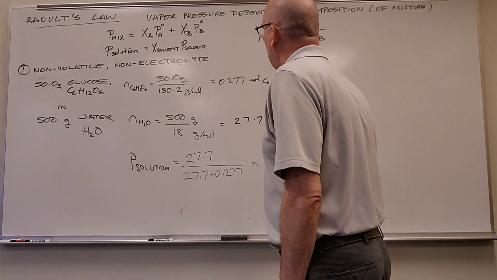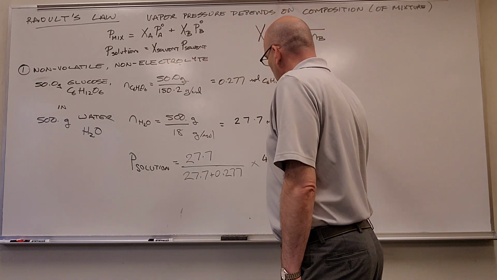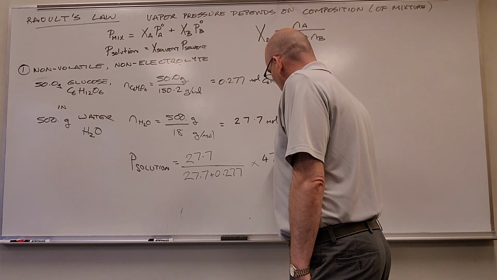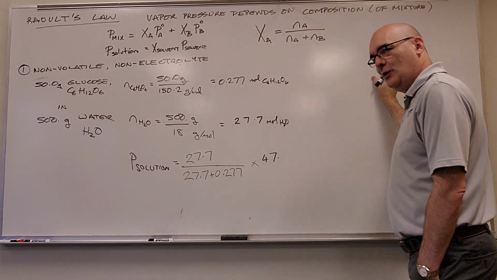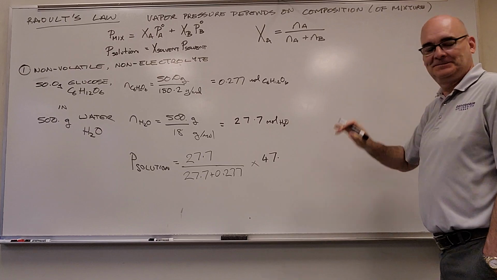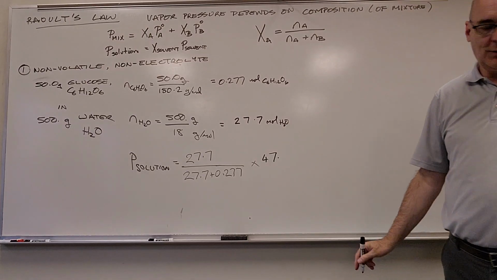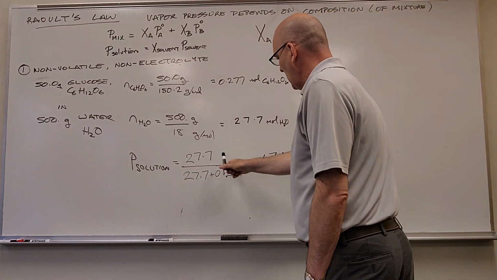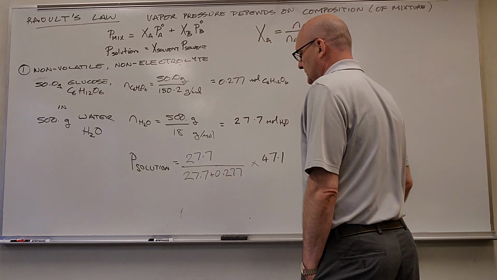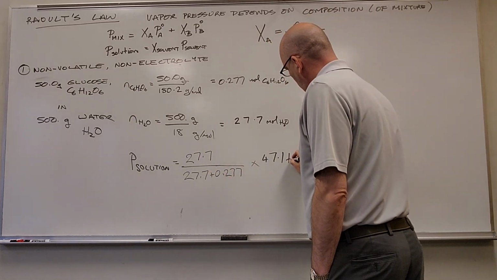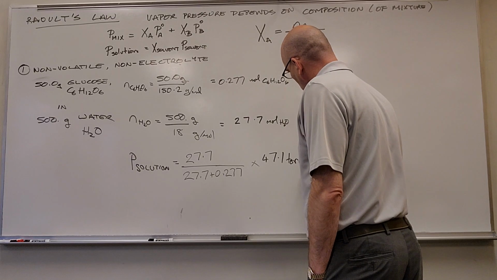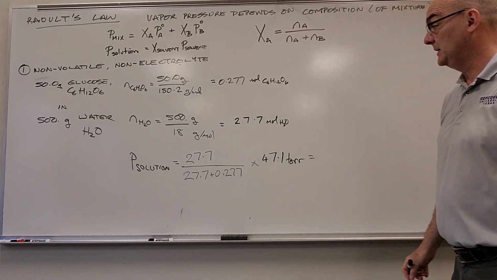And then multiply that by the number that was on the board that I removed to make space for things that I never actually wrote there, which is the 47.1. And those are all moles, so they just cancel each other. This was in torr, so your answer comes out to still be in torr.